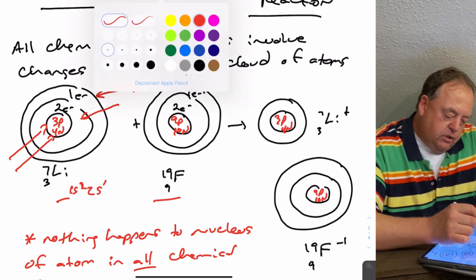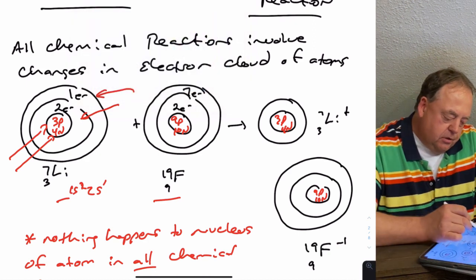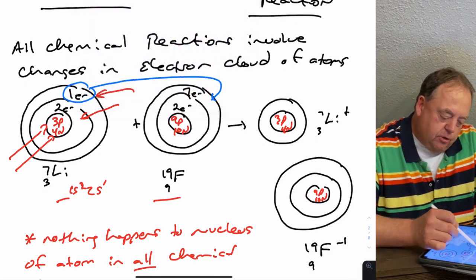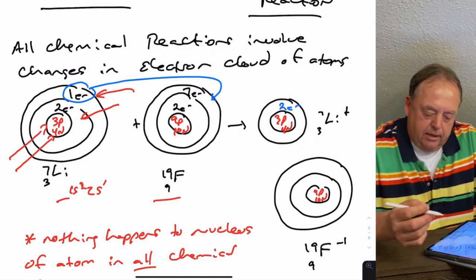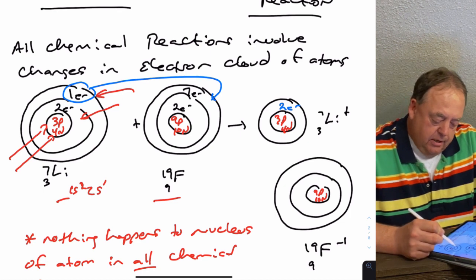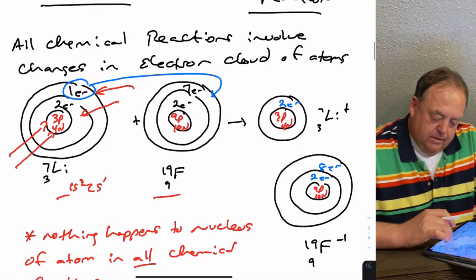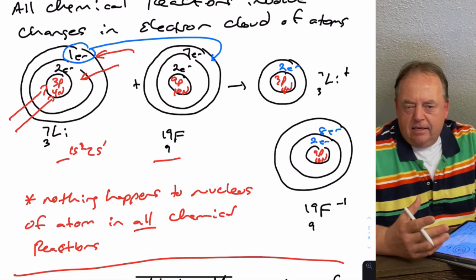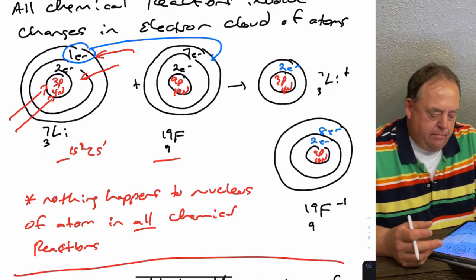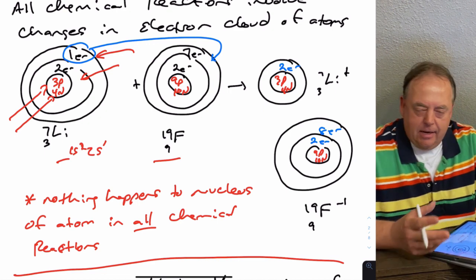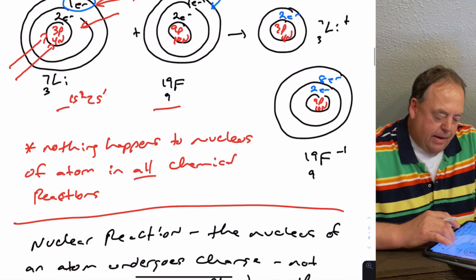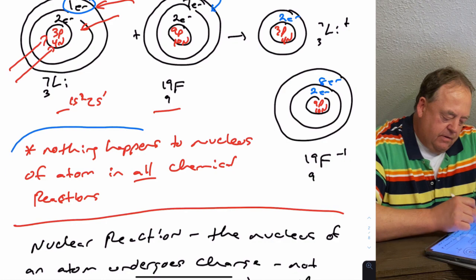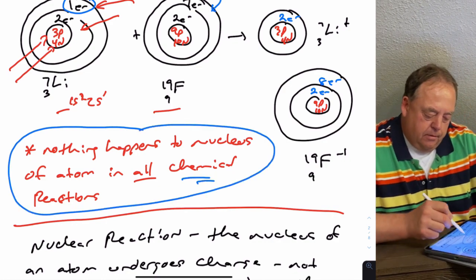So if you remember all this from Gen Chem 1, if you mix the two together, what happens is basically that the outer shell electron of lithium goes to fluorine, and now lithium only has 2 electrons, so it's a Li plus cation, and fluorine now has 10 electrons. So now it's F minus, so you change the electron clouds in the molecule, whether that is by making ionic compounds or by sharing electrons and making covalent bonds. But nothing happens to the nucleus of an atom in a chemical reaction.